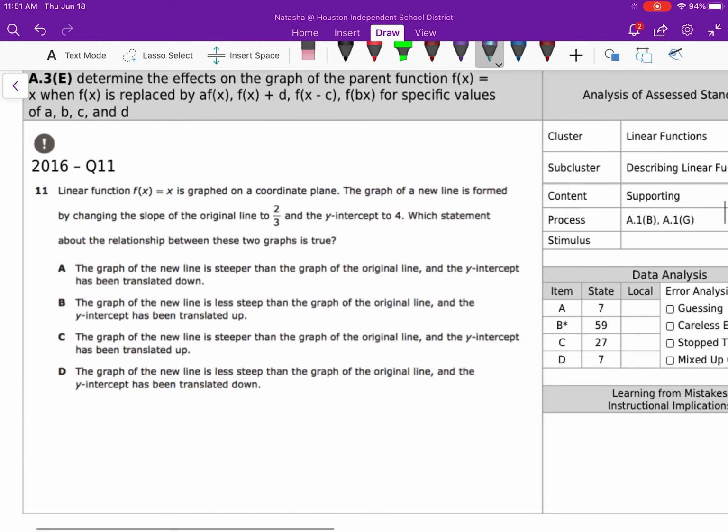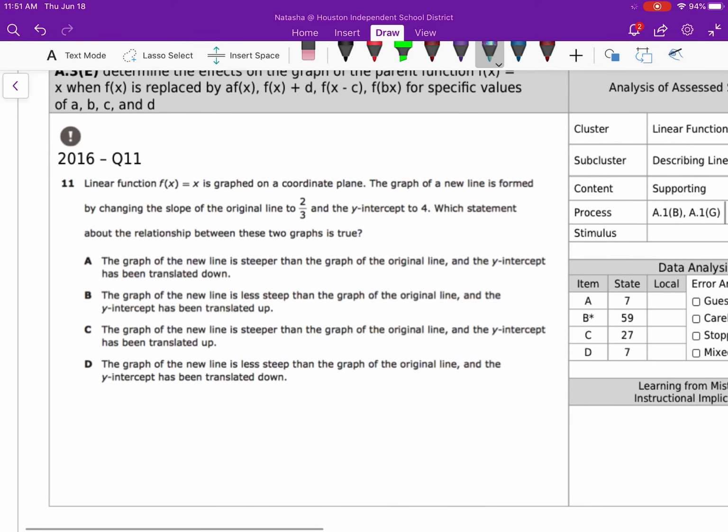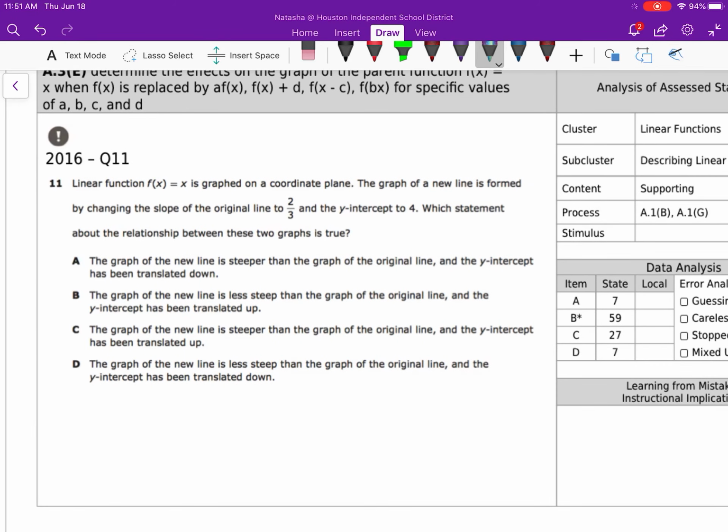Okay, let's look at this question, and this is the last question in this TEK. The linear function f(x) is graphed on the coordinate plane. The new line is formed by changing the slope of the line to 2/3 and the y-intercept to 4. So that means that our a is equal to 2/3, which is less than 1, so it's going to be less steep. And our y-intercept, that's our k, is equal to positive 4, so we've shifted it up 4 units.